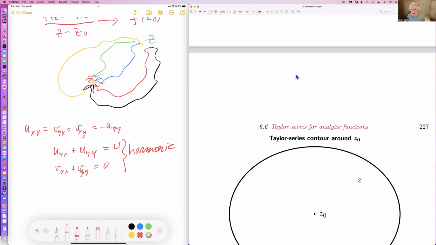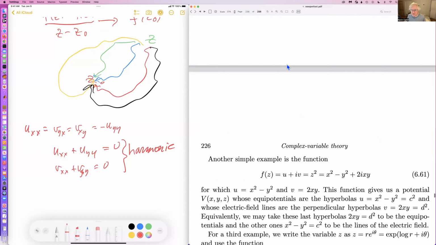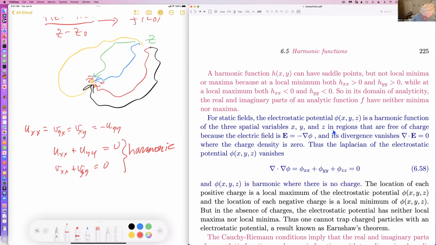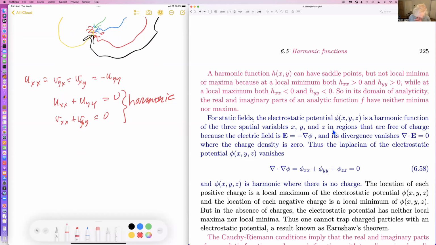So let me go back to where in the book we were talking about these things. Yes, harmonic functions. And so basically, if they're harmonic, what do we have as a consequence? Well, a harmonic function cannot have a minimum or a maximum.